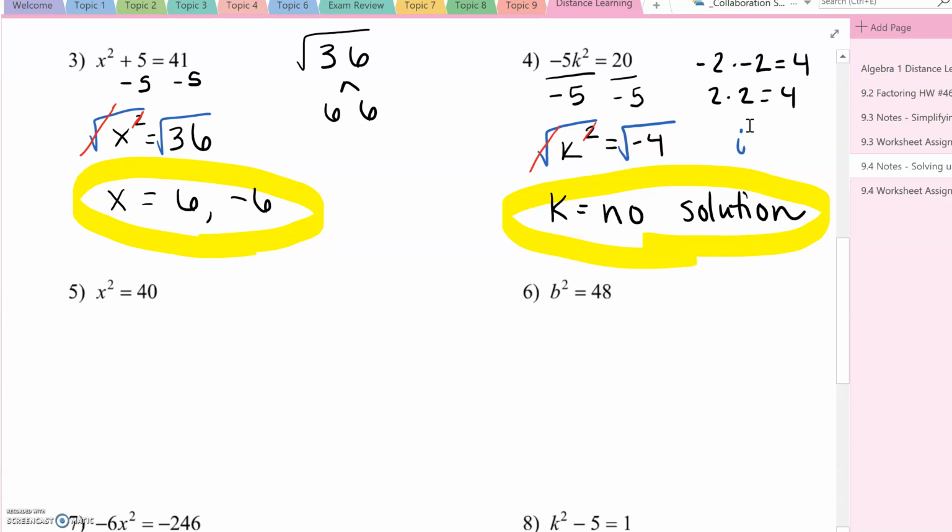And an imaginary number is the square root of negative 1. We are not going to go into that at all in Algebra 1. We are going to stick with the basics. So we are going to say there is no number that multiplies by itself to get us any negative number. So anytime we're taking the square root of a negative number in Algebra 1, there is no solution. There's no number you can multiply by itself to get a negative number.